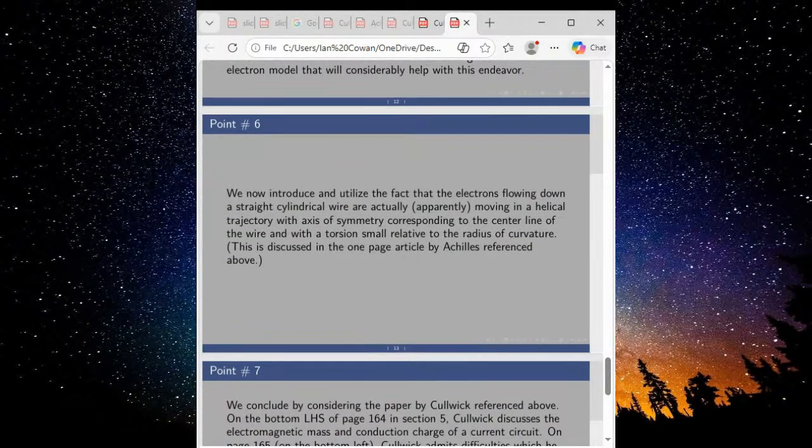We now introduce and utilize the fact that the electrons flowing down a straight cylindrical wire are actually apparently moving in a helical trajectory with axis of symmetry corresponding to the center line of the wire and with a torsion small relative to the radius of curvature. This is discussed in the one-page article by Achilles referenced above. Yeah, so I think we saw that. So let's go to point number 7.